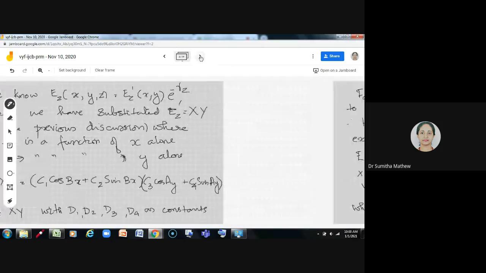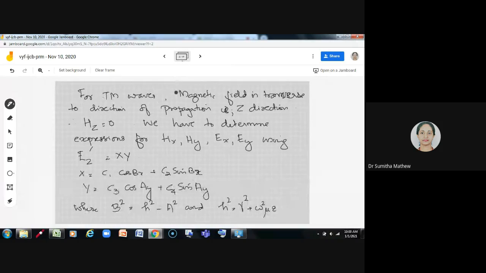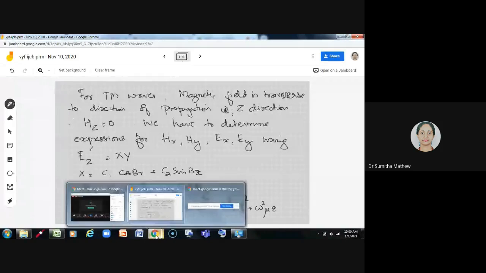Now, for TM waves, the magnetic field will be entirely transverse to the direction of propagation, that is the Z direction. Hope you are understanding. Hope it is clear to you, what is written on the screen. If there is any problem, please do tell me. Don't hesitate.